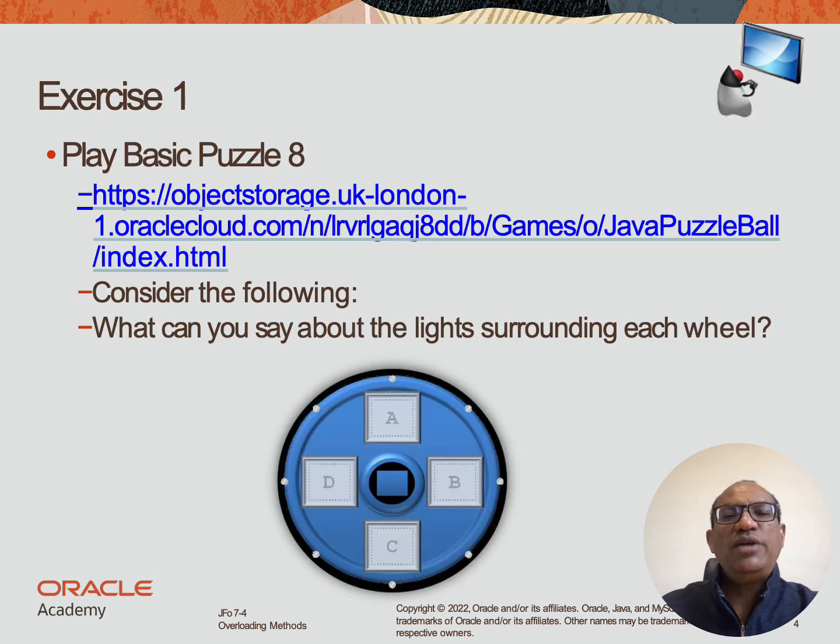In exercise 1, head over to puzzle 8 in the Java puzzle bomb game. As you play, take note of how the lights behave around the wheel. You'll start seeing where this is going and how overloading makes things smoother.